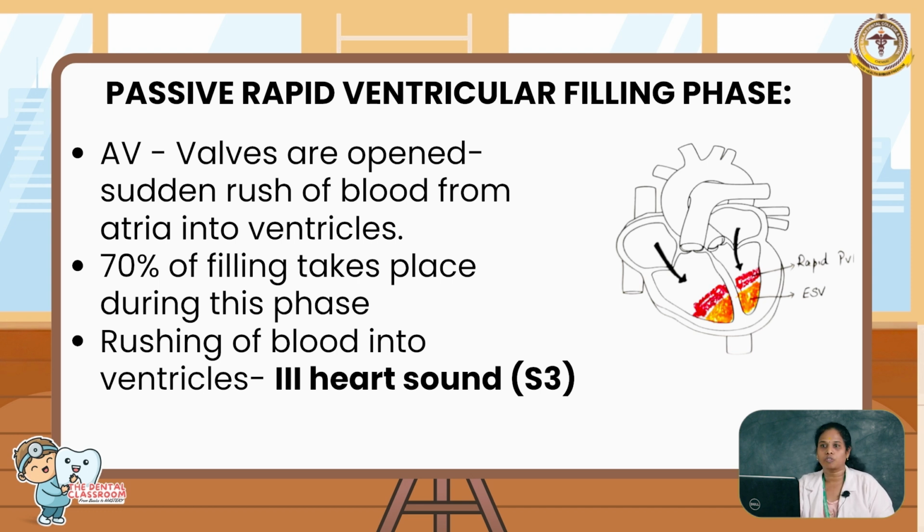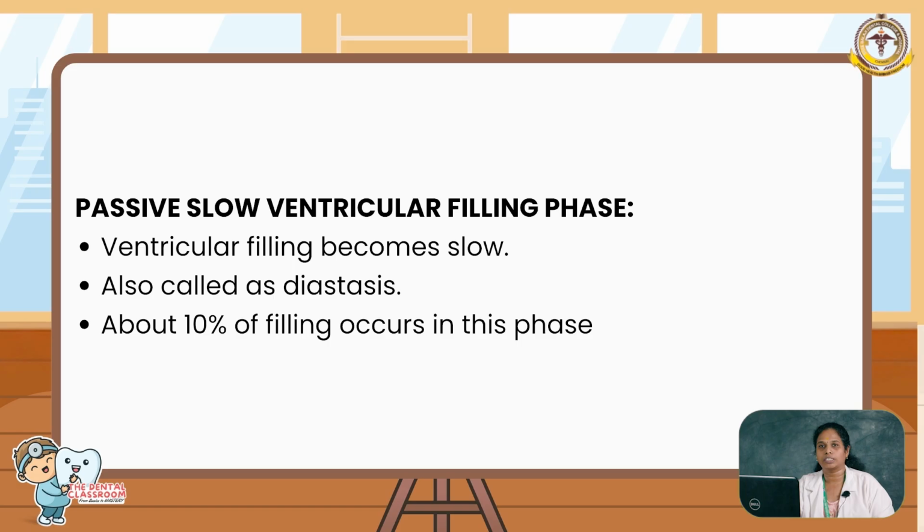Now it will enter into the next phase, the passive slow ventricular filling phase. So here what will happen? The speed of flow of blood will decrease. The atrium has given 70% of the blood to the ventricles. Now, straight from the lungs through the pulmonary vein, the atrium will act as a communicating chamber. Blood will just enter into the atrium and immediately get into the ventricles. So in this phase, your left atrium and right atrium act as communicating chambers, and about 10% of the blood will be filled into the ventricles.